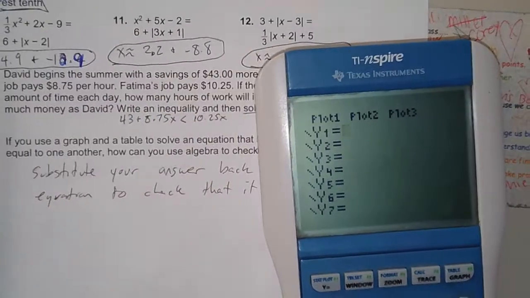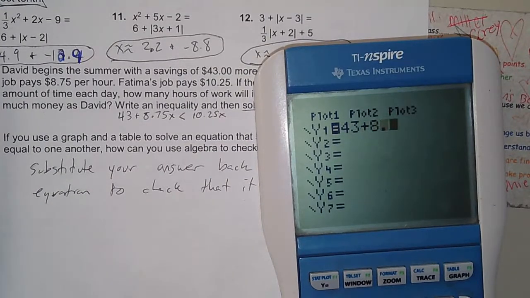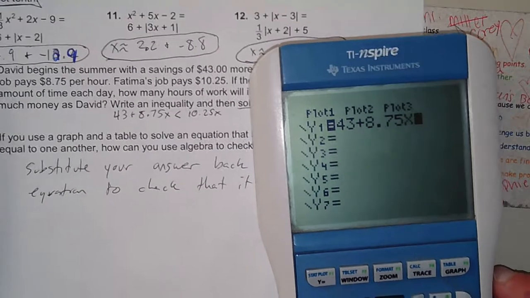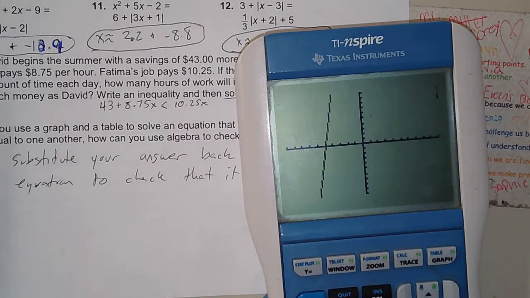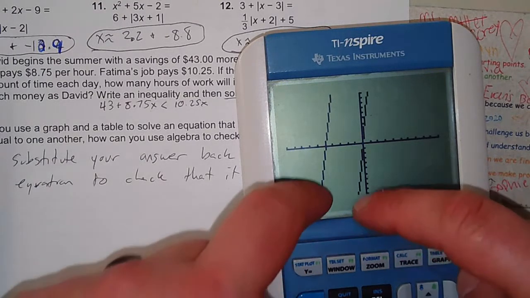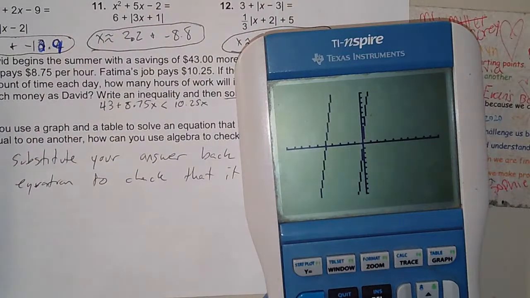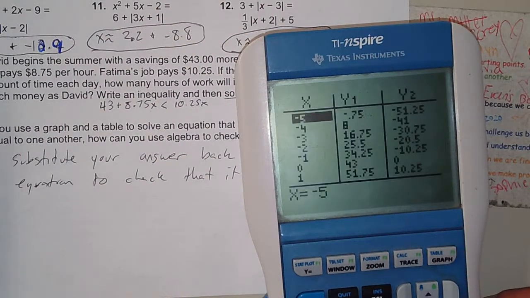So I would just put those in here again. So what's 43 plus 8.75x, and Fatima's 10.25x. So when I graph this, I believe they don't show up super awesome because they're going to intersect, but they're going to intersect somewhere way up here. So I was like, I could mess with my window, but instead I just went to my table.